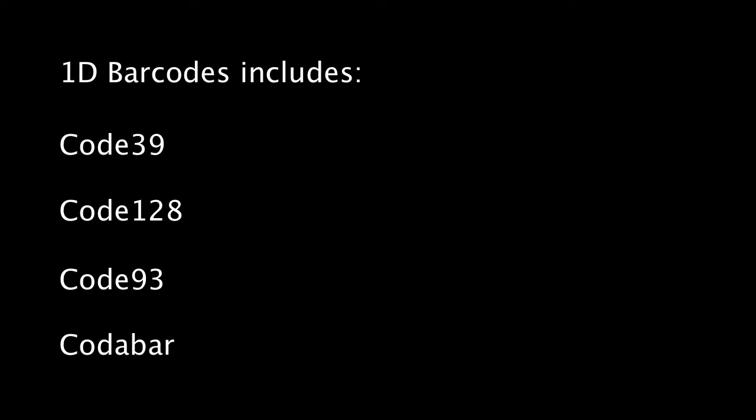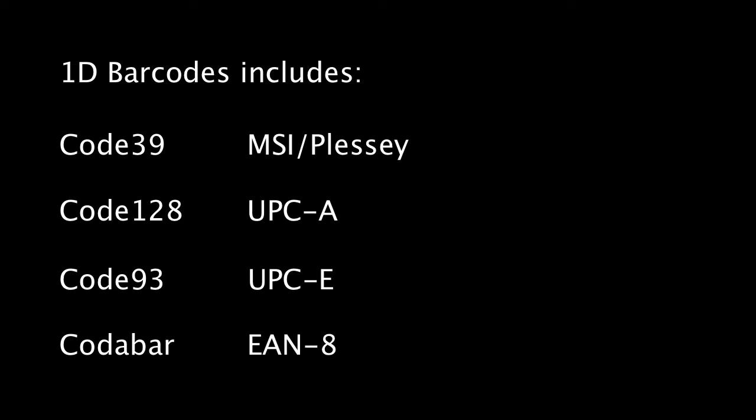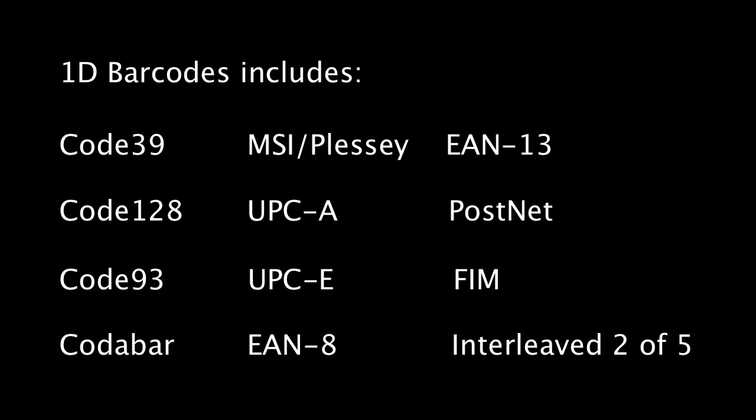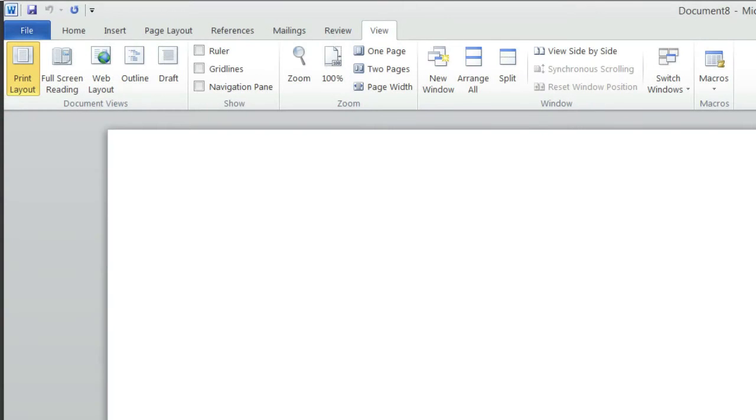Hi, in this tutorial I will show you how to create 1D barcodes in Microsoft Word using mail merge. 1D barcodes include Code 39, Code 128, Code 93, Codabar, MSI Plessey, UPC-A, UPC-E, EAN8, EAN13, PostNet, FIM, and Interleaved 2 of 5 barcodes. So if you have any of these Ziktech barcode font solutions installed, then you can use them in Microsoft Word by the following steps that we will discuss in this tutorial.